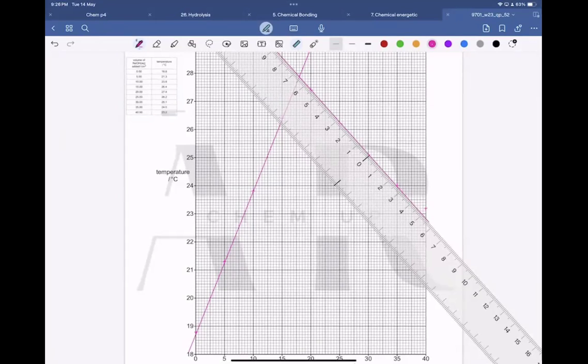Now let's read. Use your graph to determine the maximum temperature change of the mixture. Assume the initial temperature is 18.8. So what is the maximum temperature rise we got? Because all the other points are on the line, that's why I ignore it. Otherwise, it would be difficult to make the line of best fit.